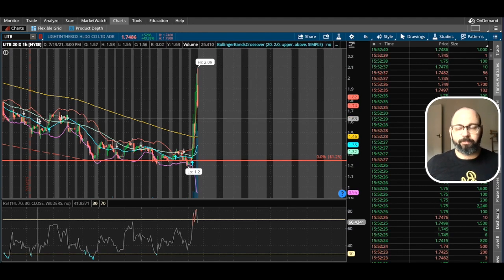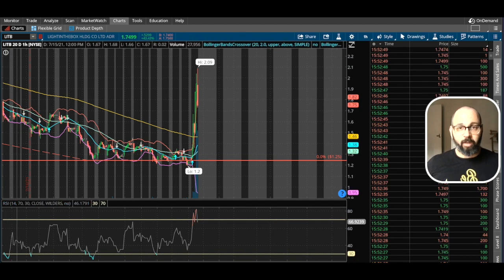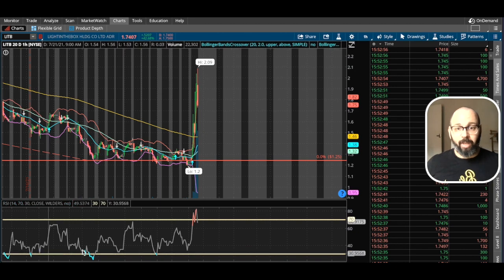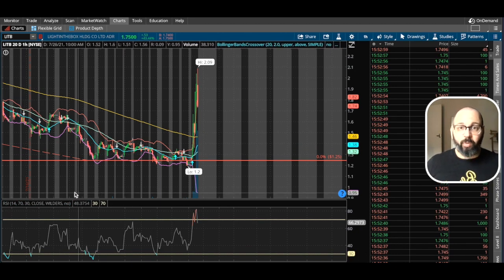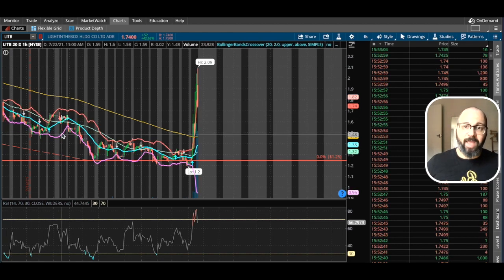So your follow-up question is, well, it's oversold here, it's oversold here. Why aren't you buying on these days? If this technical analysis is supposed to be so good, well, here's a signal. Buy here, buy here, buy here. The reason we're not buying is because the volume is weak. The volume is non-existent.